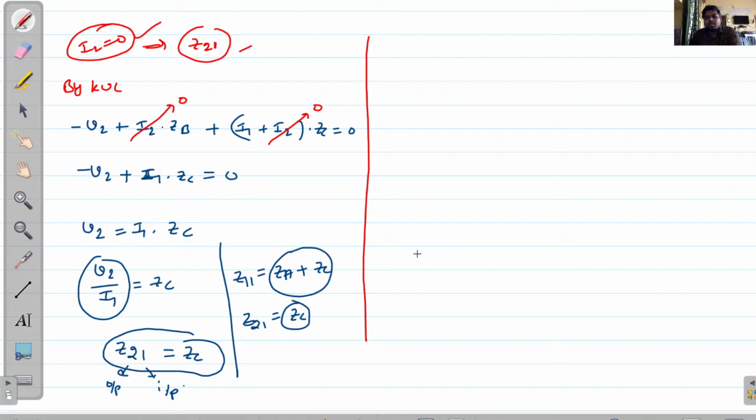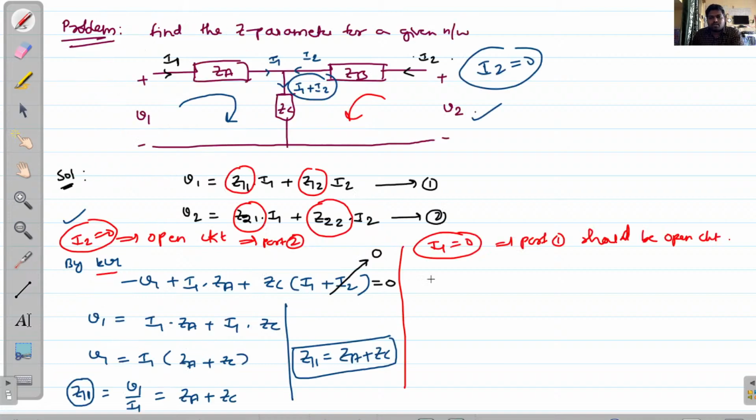In a similar way, you can find out for the other parameters also. I1 equals 0, port 1 should be open circuit. Here you need to apply that. That means now here I1 equals 0. In the second condition, I1 equals 0. That means port 1 should be open circuit.